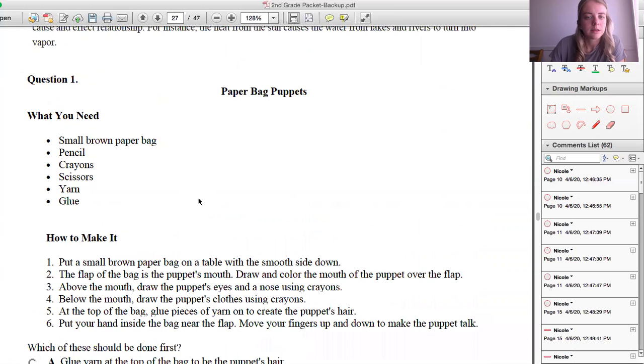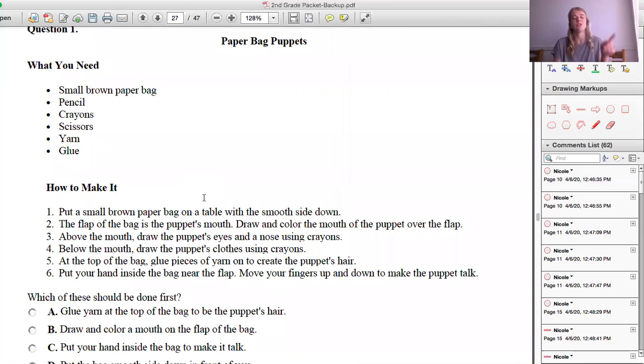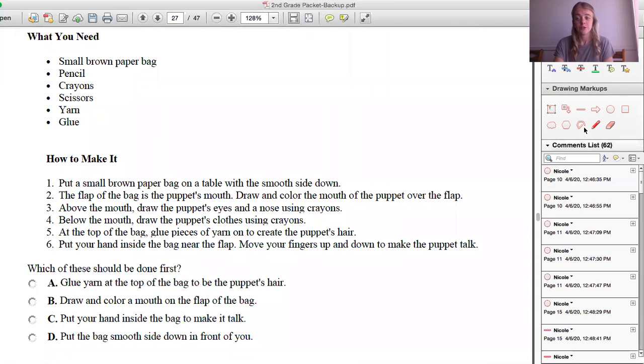All right. So, question 1, paper bag puppets. It tells you what you need and it tells you how to make it. Let's read the question first so that way we know what we're looking for. Which of these should be done first? So we need to figure out in this problem what should be done first.